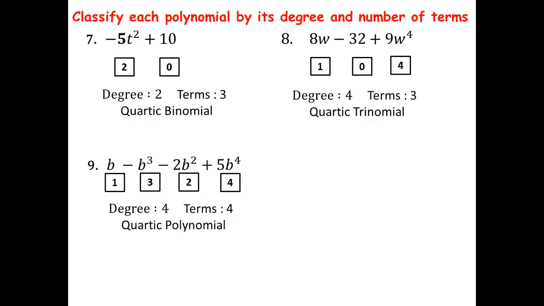Okay, questions 7, 8, and 9. Now here you have to write the names. They said classify each polynomial. So when they say classify, that means name according to their degree and the number of terms. So here, again, we have degree 2. Here the degree is 0. So we take the highest one, that's degree 2. And we have terms. We have 2 terms.